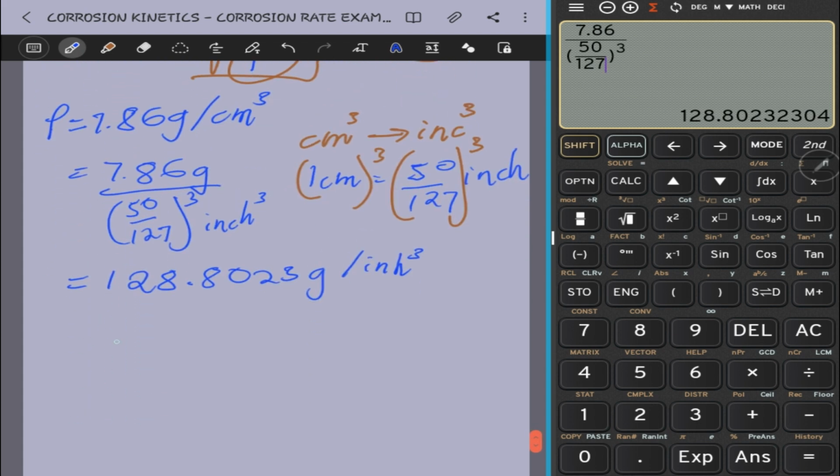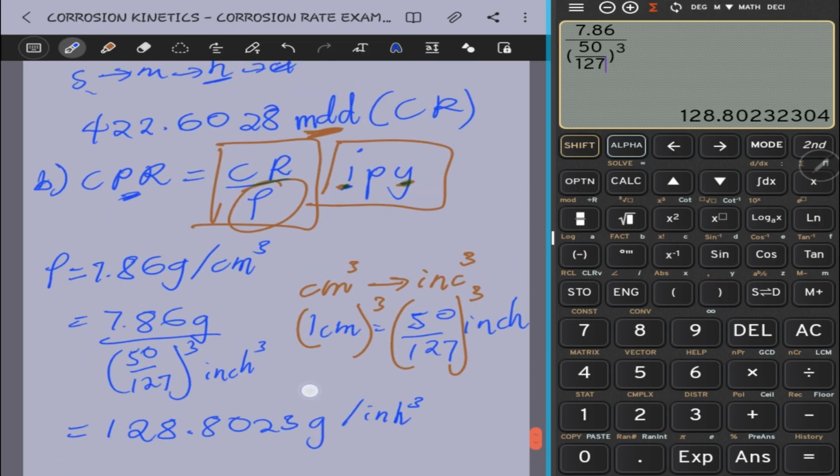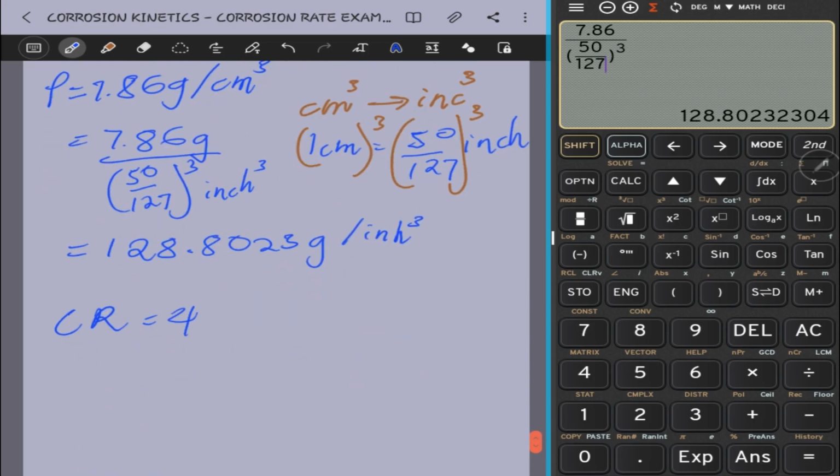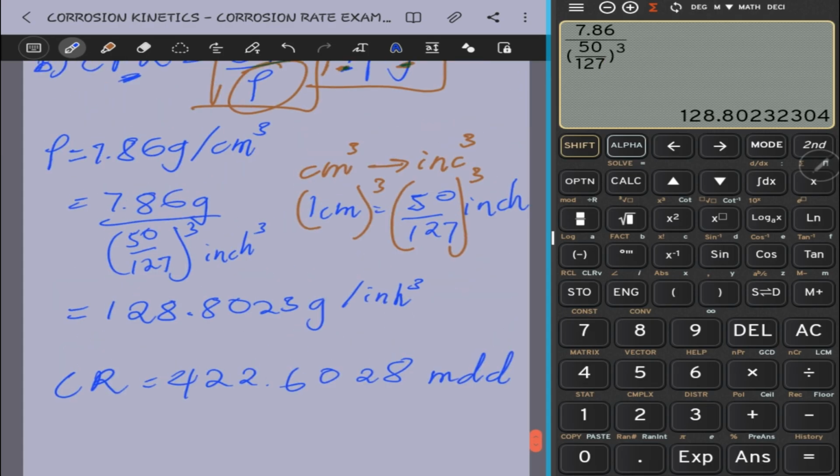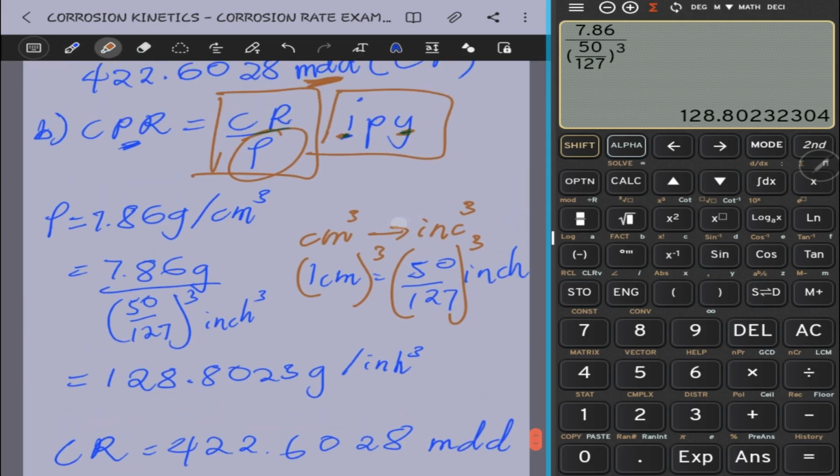And the corrosion rate that we have, we have it in mmd, right? So that's 422.6028 mmd, milligrams per decimeter square per day. So that will mean that all that we have to change will be anything that has length, and here time has to be changed, right?